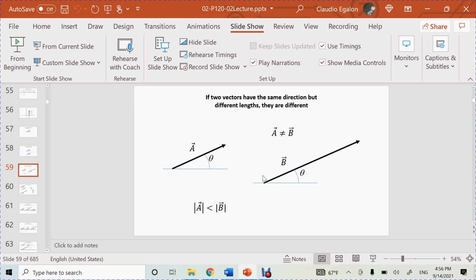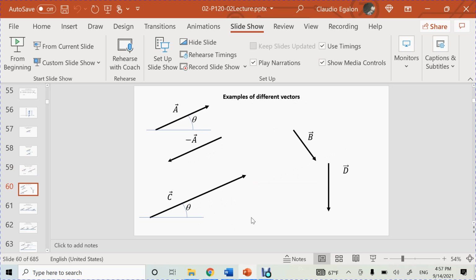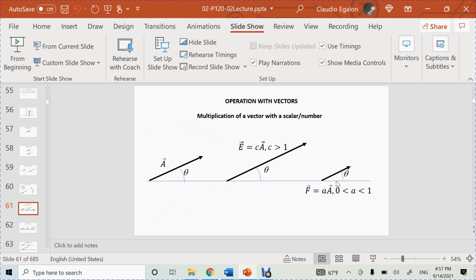Here vector B has the same direction, but a different length. So those two vectors are different. In the case of vector B, the magnitude of B is greater than the magnitude of A. Here go different vectors: vector minus A, vector C, B, and so on.